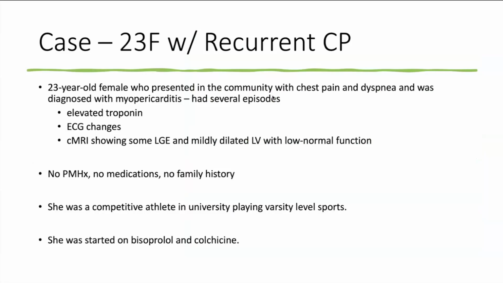And she went on to have a cardiac MRI that showed some late gadolinium enhancement in a mildly dilated ventricle. So with these findings, it seemed pretty consistent with the diagnosis of myocarditis, maybe some myopericarditis. And so she was started on bisoprolol and colchicine for treatment of that.